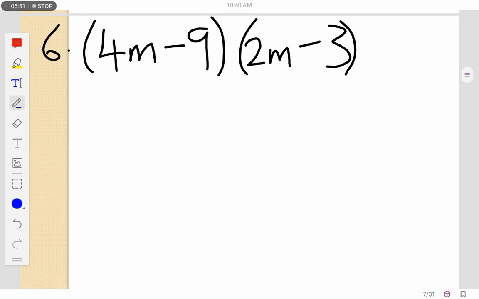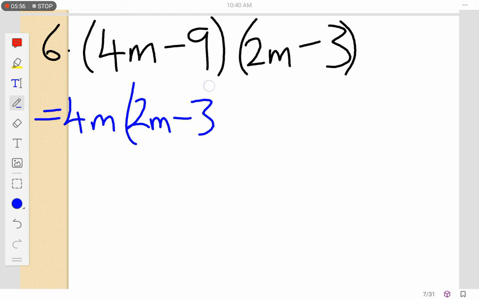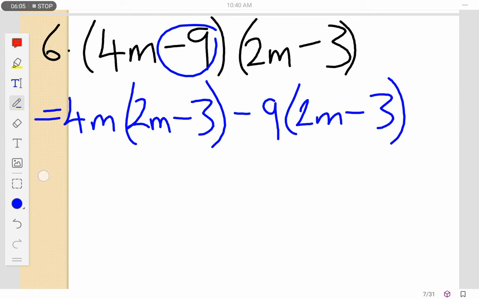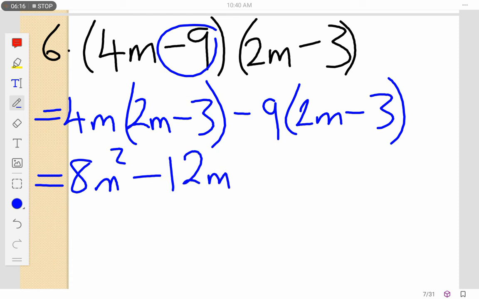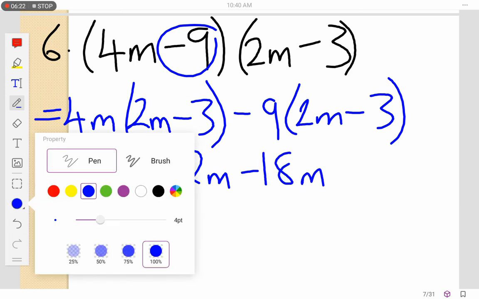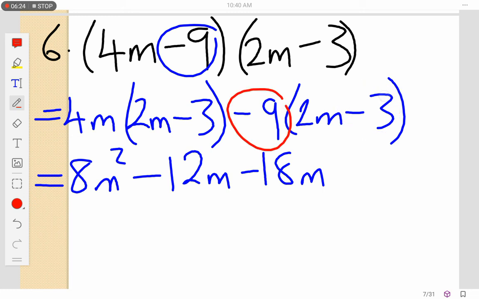I'm going to take 4m multiplying 2m minus 3, and I've got minus 9 multiplying the second bracket, 2m minus 3. Like that. Let's break the brackets. 4m times 2m, we get 8m squared. 4m times minus 3, we get minus 12m. Minus 9 times 2m, we get minus 18m. Then the last one is minus 9 times minus 3. We get plus 27.